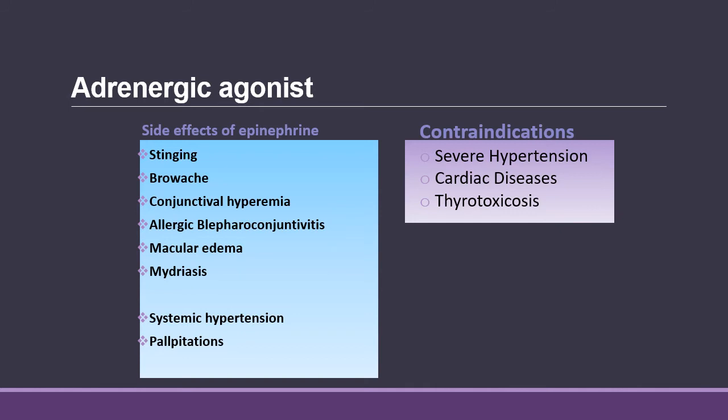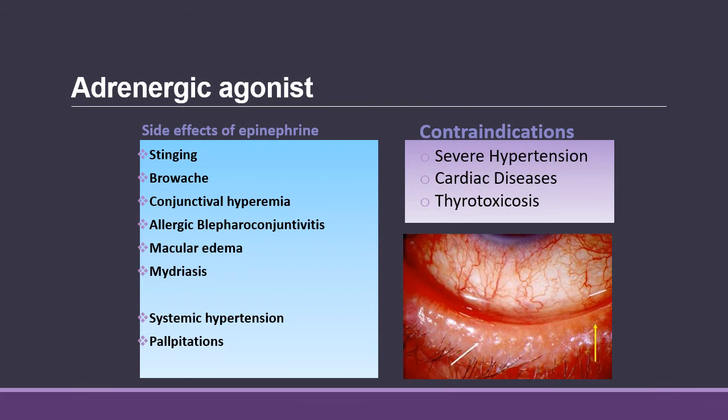First, ocular is stinging or pricking sensation, then brow ache, conjunctival hyperemia, allergic reactions, macular edema, mydriasis, and in systemic, side effects are systemic hypertension and palpitation. So it is contraindicated in severe hypertension, cardiac disease and thyrotoxicosis. So this diagram shows the allergic reaction to the drug.